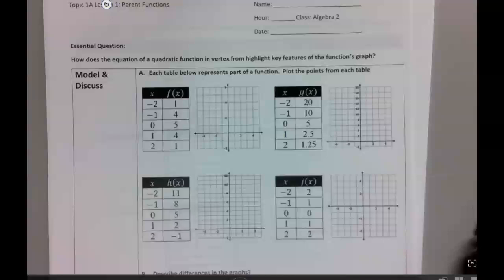Okay, this is day one of topic 1A, lesson 1, parent functions, which we're going to start today. There's no homework, so what is today? The 2nd of September. So I like to put the date. Can everybody see it or no?